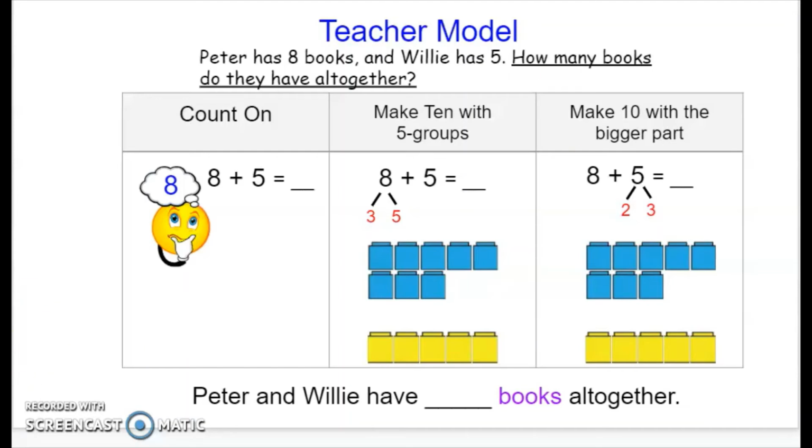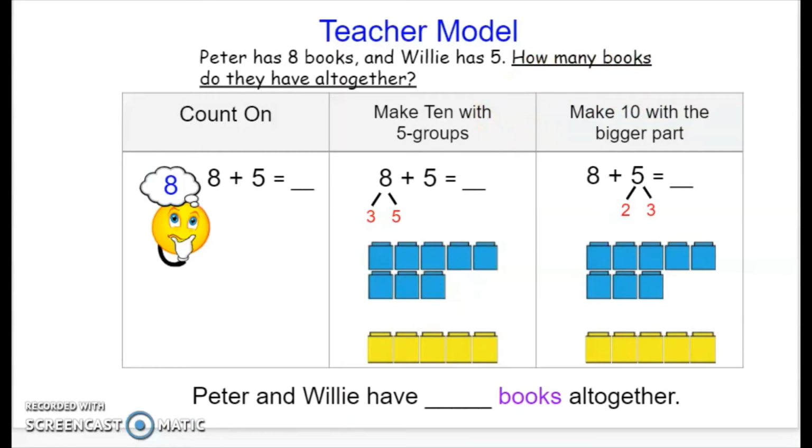All right, my friends, what is the expression that we can use to solve this problem? Great job. 8 plus 5. On the screen, you can see all the different ways that we can use to solve 8 plus 5. We can use count on, we can use make 10 with 5 groups, and make 10 with the bigger part. Today, I'm going to show you all 3 strategies to solve the same problem.